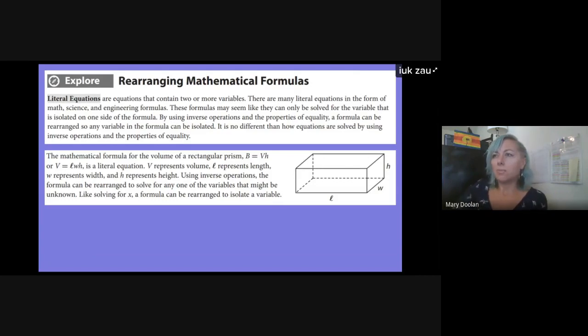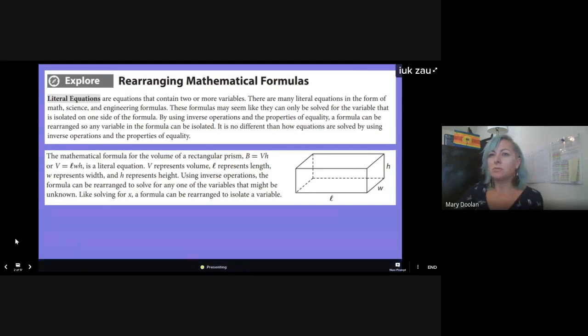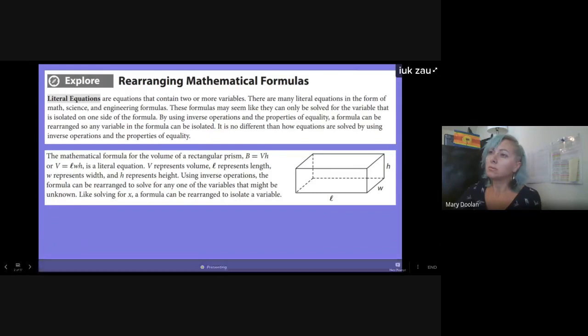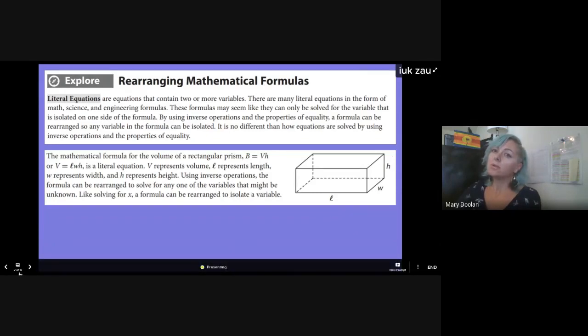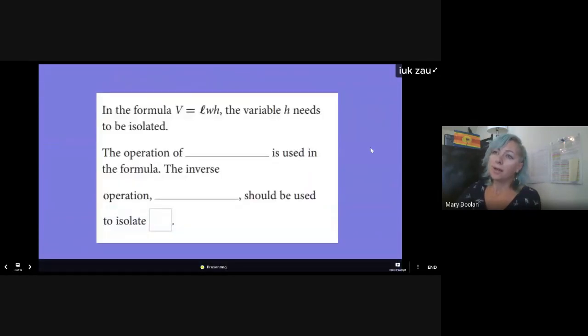I feel like that V might represent something different, because the capital V is volume. That's length times width times height. We'll come back to that.